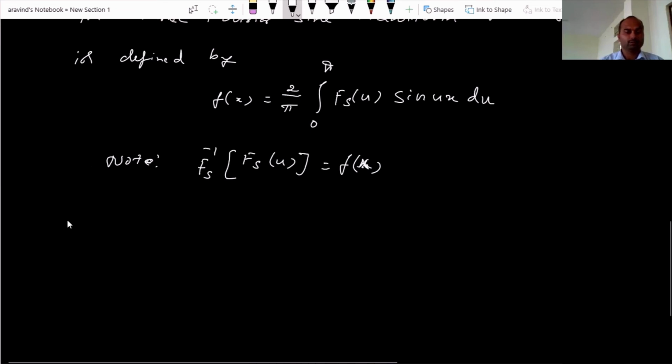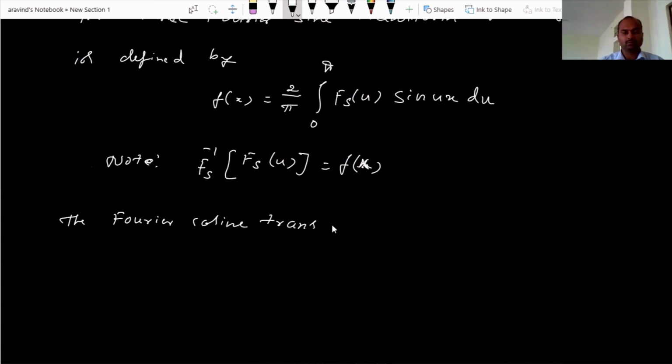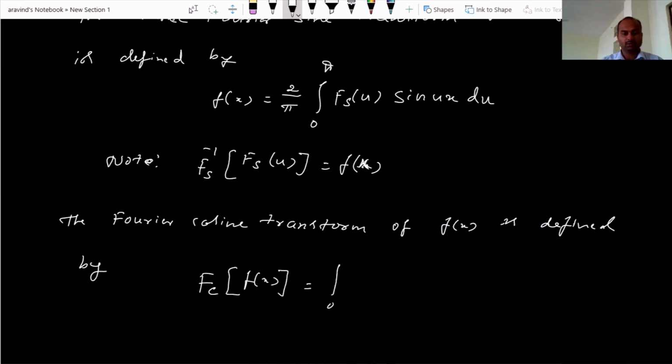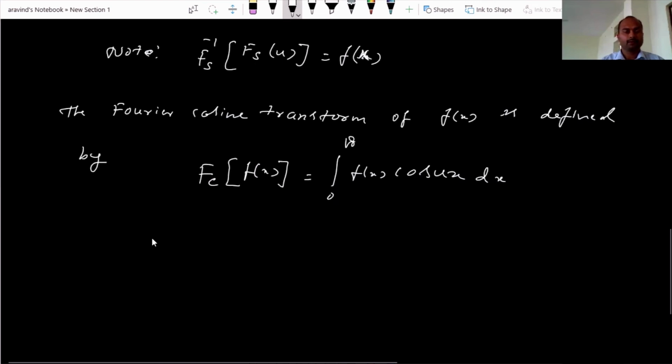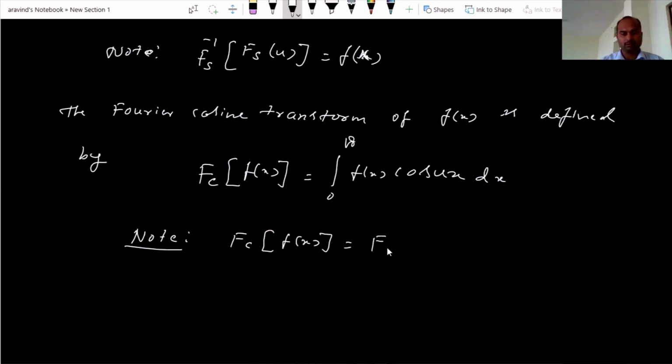Now the cosine transform. The Fourier cosine transform of f of x is defined as Fc of f of x, that is equal to the integral from 0 to infinity of f of x cos ux dx. This is the cosine transform of f of x. That is, I will write a note: Fc of f of x is defined as Fc of u.